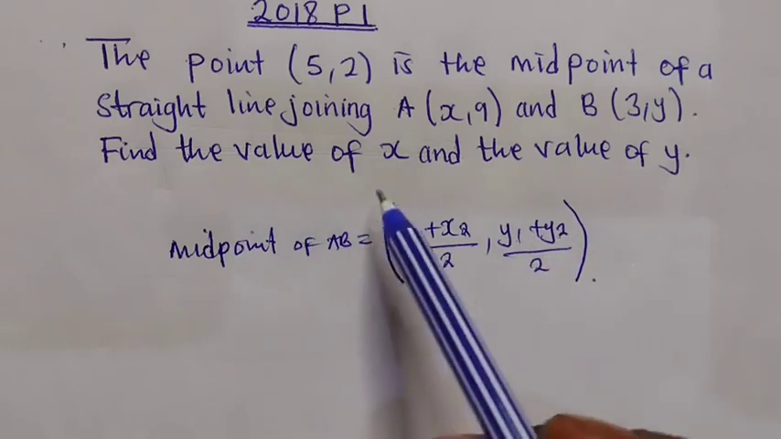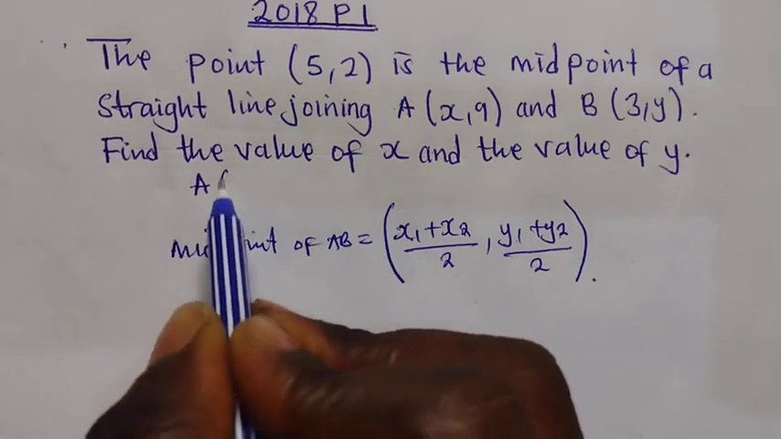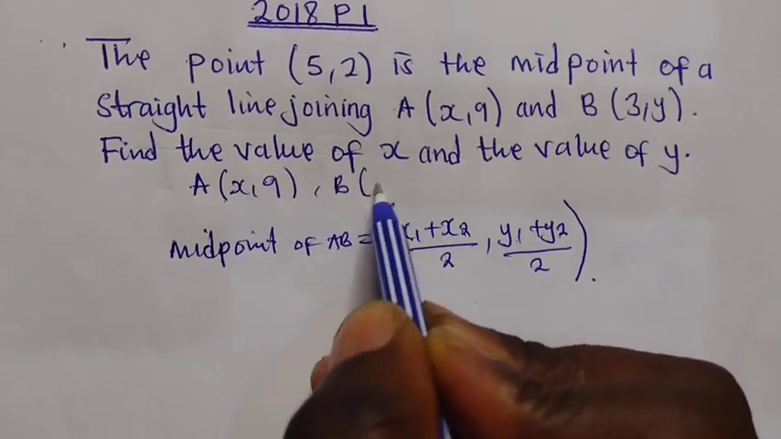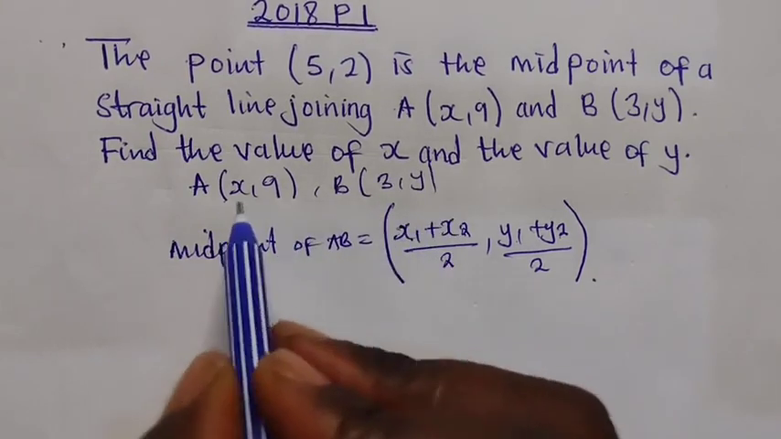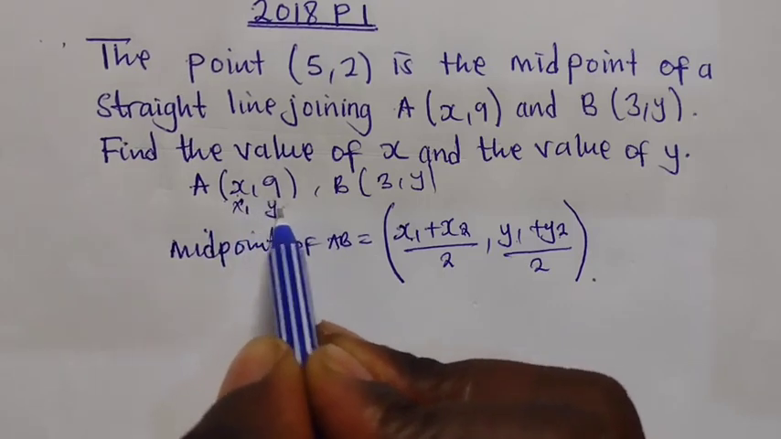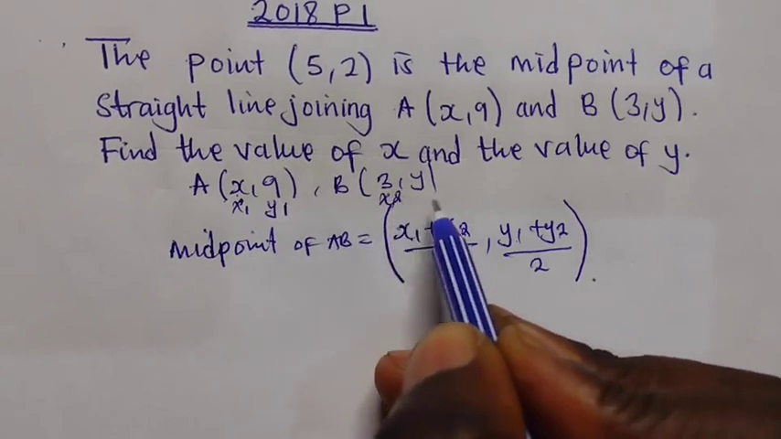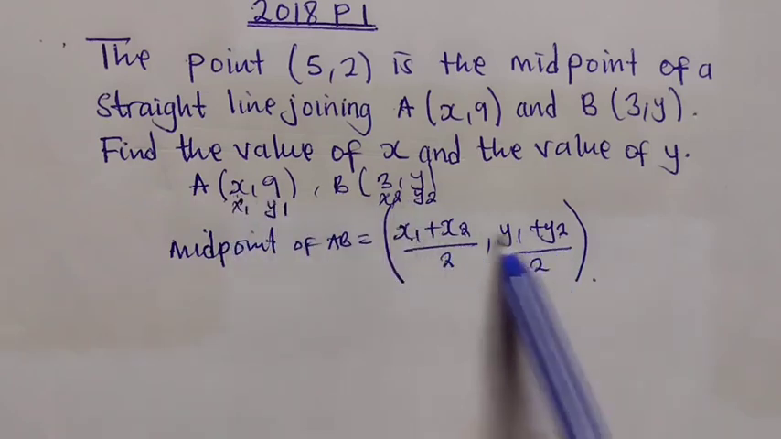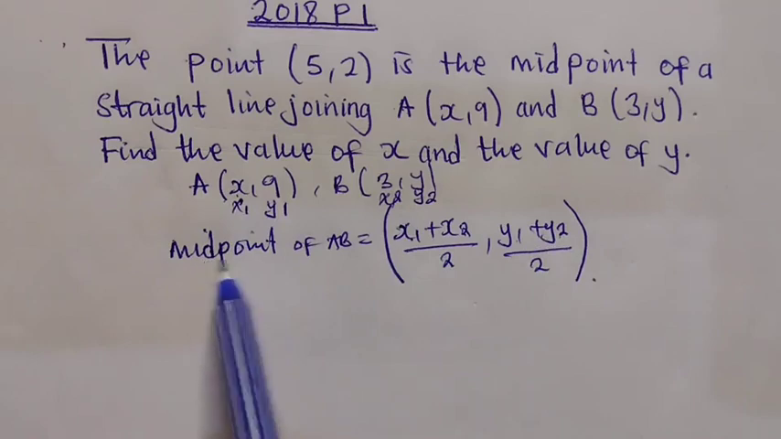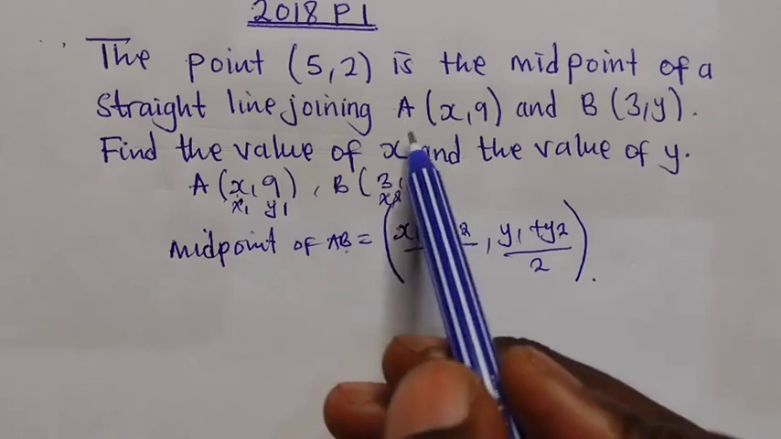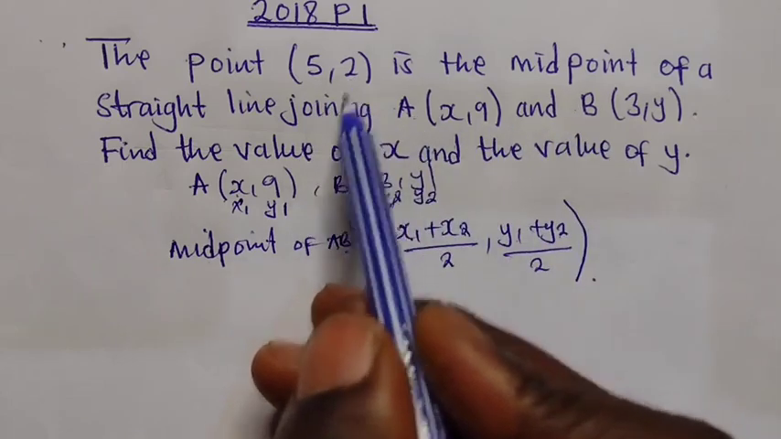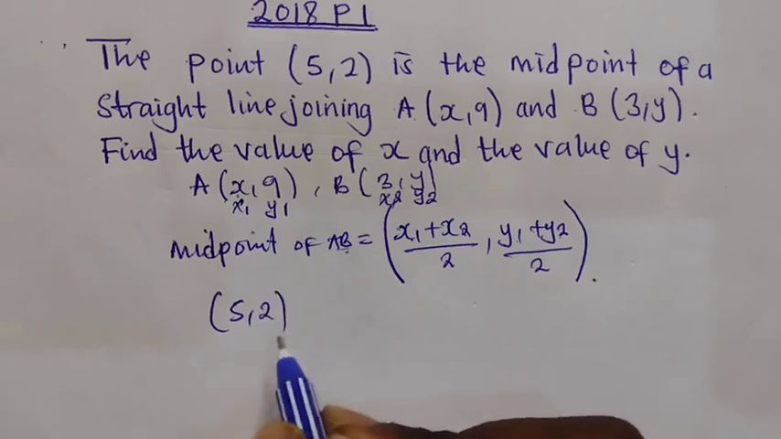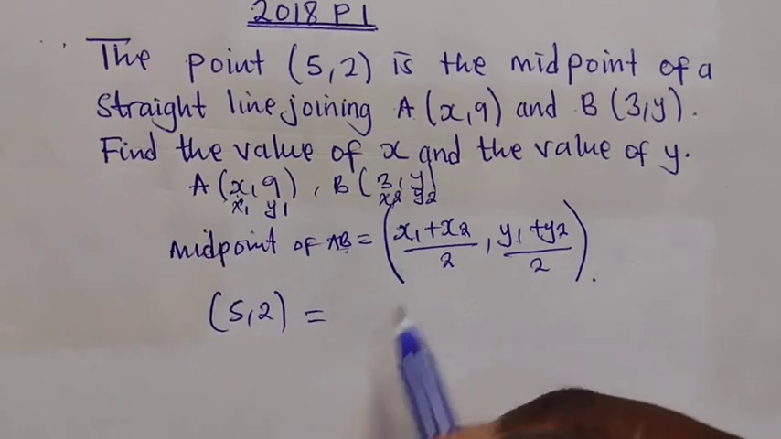The coordinates we have been given tell us that A has (x, 9) and B has the coordinates (3, y). So this is our x1 coordinate, this is our y1 coordinate, this is our x2 coordinate, and this is our y2 coordinate. These are the ones that we are going to substitute right here. Where there is the midpoint of AB, we have been given in the question that its midpoint is (5, 2). So where we have the midpoint, we put (5, 2), equal to this.